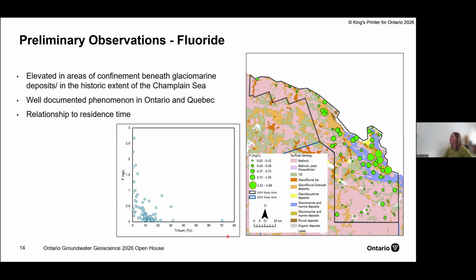So here on the plot, tritium is a really crude measure, a rough estimate of groundwater age, with lower tritium tending to mean older water. And so you see the higher fluoride tends to be associated with older water. And that makes sense, as studies in Eastern Ontario and Quebec have shown that confinement under these thick glacial marine clays can lead to extensive ion exchange and fluoride dissolution, building up elevated levels of fluoride in groundwater.